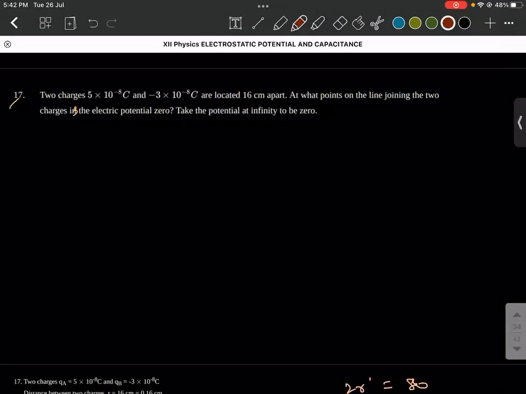Tell me one thing, whenever you have a system of this kind of charges, when will the potential become zero? So what is the preliminary condition? Both the charges are supposed to be of opposite nature. Had the question been with charges of similar nature, nowhere can you find the potential to become zero.